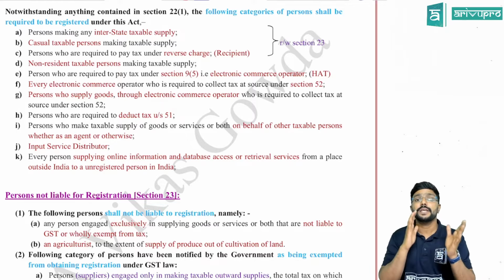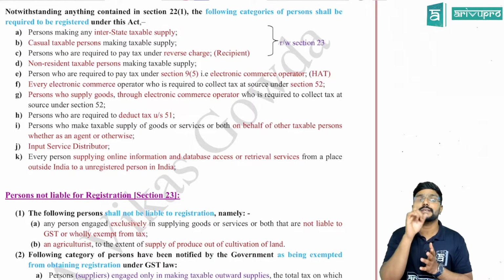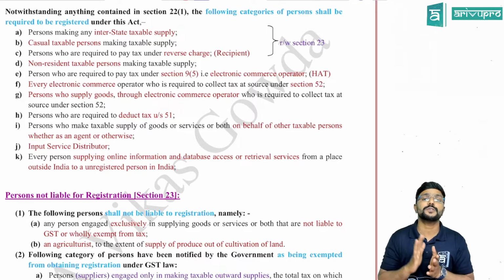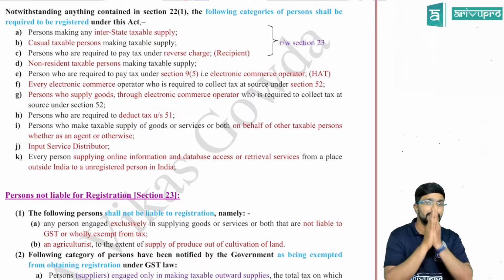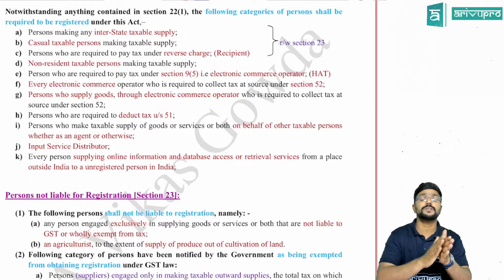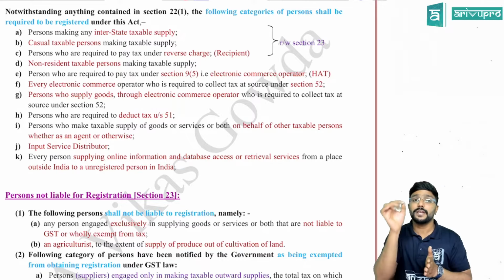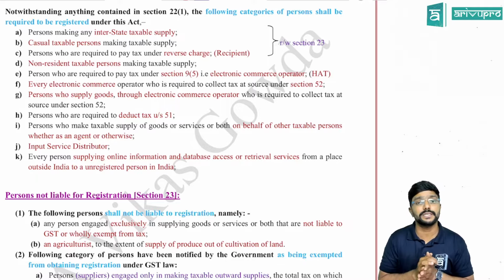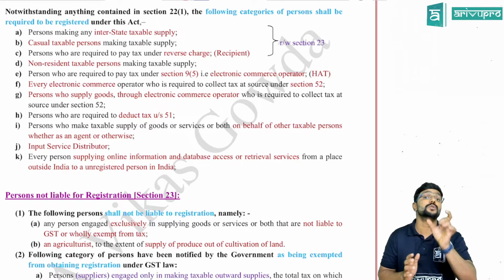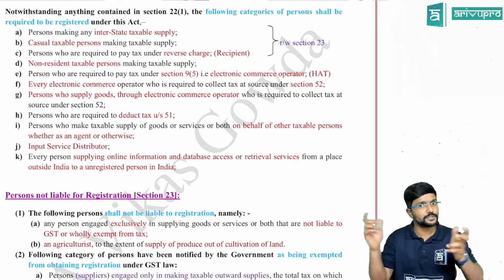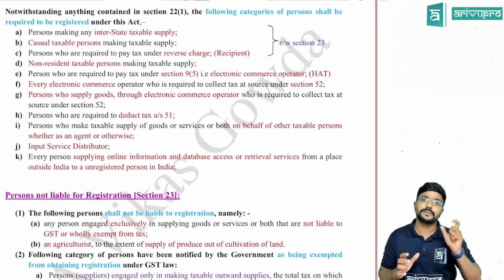Then if the e-commerce operator is liable to pay tax under section 9(5), then they are supposed to take registration. Then any supplier who is supplying the goods or services through an e-commerce operator, where the e-commerce operator is supposed to collect TCS, should also get registered. Who? Supplier. The e-commerce operator should anyway get registered, and your supplier also.